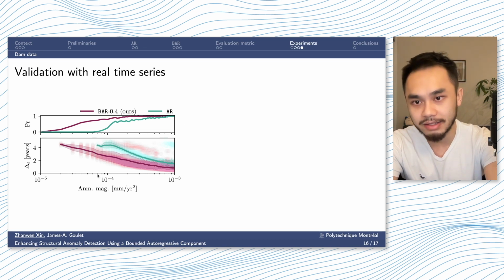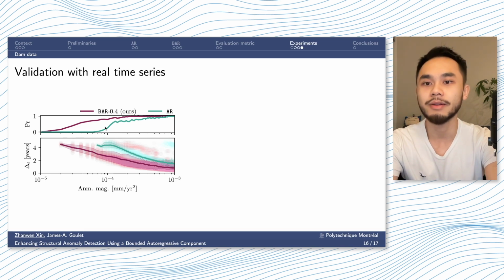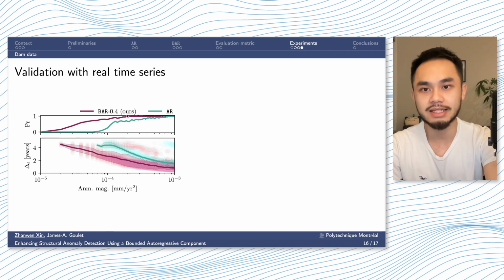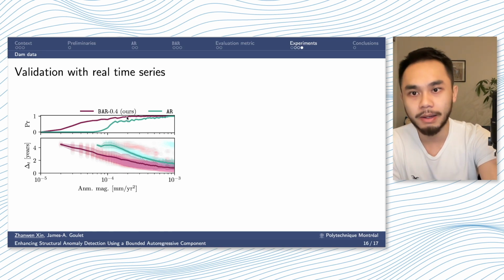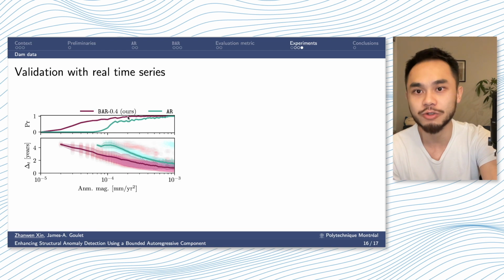So with BAR 0.4, the smallest anomaly that you can detect is 2e minus 5, and for the AR is 7e minus 5, and the BAR constantly shows a higher detection probability than the AR component with shorter detection time, almost twice as fast as AR. And these results match our results in the verification, because take this line as an example. When the anomaly magnitude equals 2e minus 5 millimeters per year square, the detection probability for the BAR would be close to 100%, while for AR would be only 60%, and the AR needs a detection time between 3 to 4 years, while the BAR needs less than 2 years.